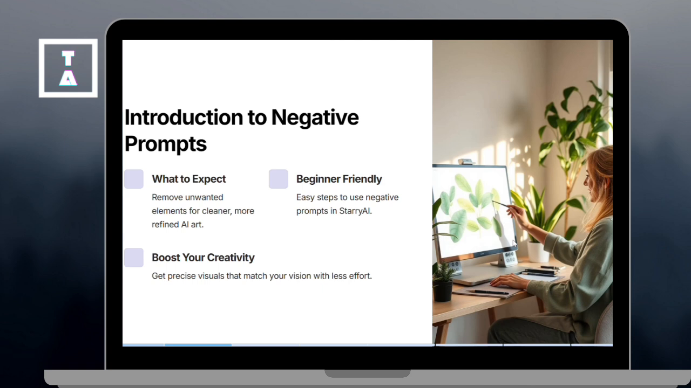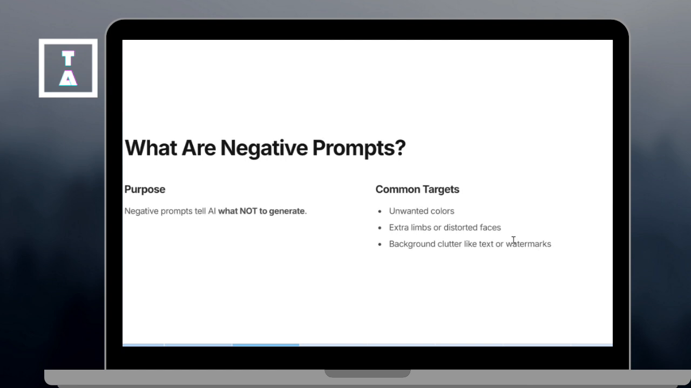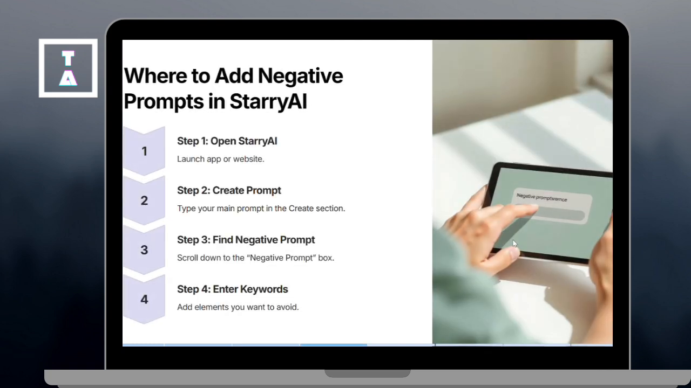So let's get started. First, what is a negative prompt? A negative prompt tells the AI what you don't want to appear in your image. It's a powerful way to avoid things like unwanted colors, extra limbs or distorted faces, background elements like text, watermark, or buildings.